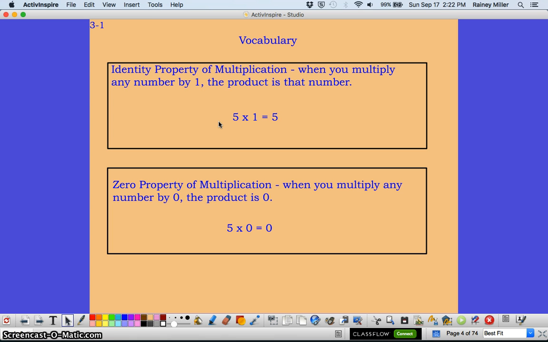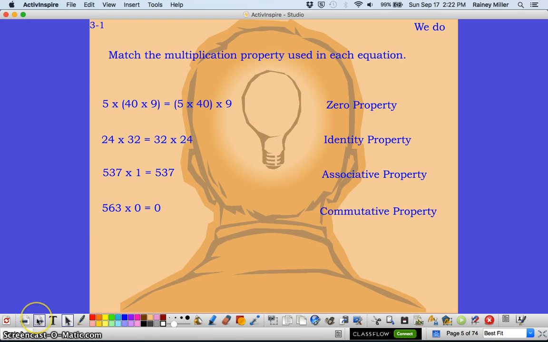Then you have the zero property of multiplication, and anything you multiply by 0 is automatically going to be 0. So you could have 100 multiplied by 0, that's going to be 0. You can have 600 multiplied by 0, that's going to be 0. You can have 1 multiplied by 0, it's going to be 0. So that is the zero property of multiplication.